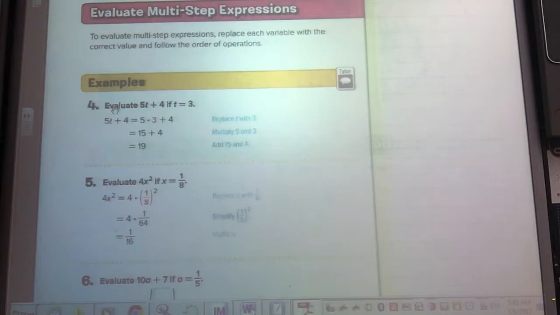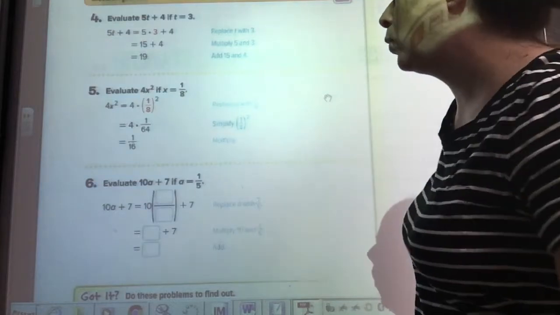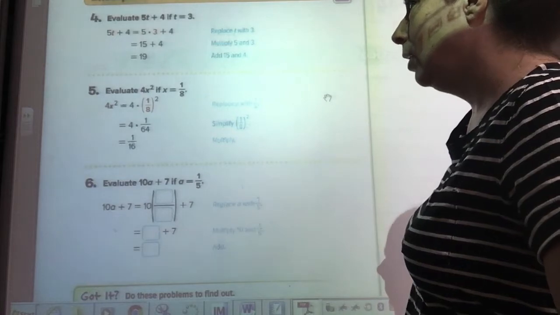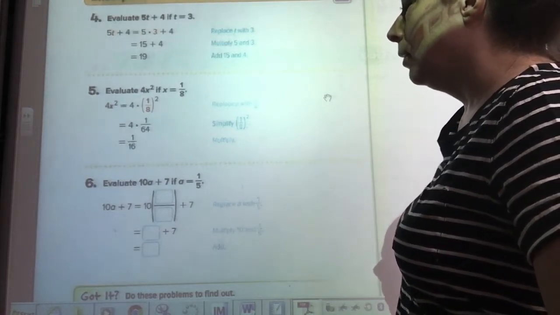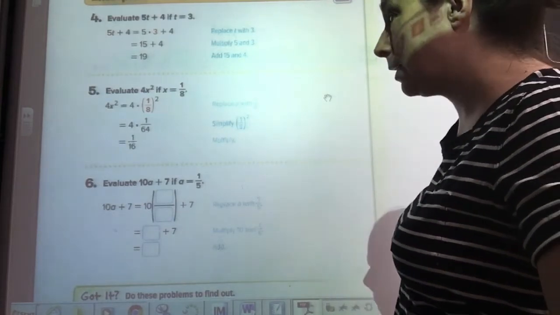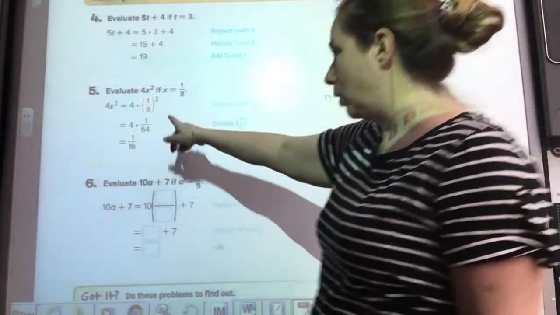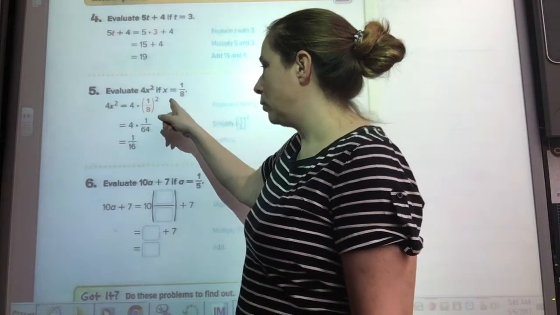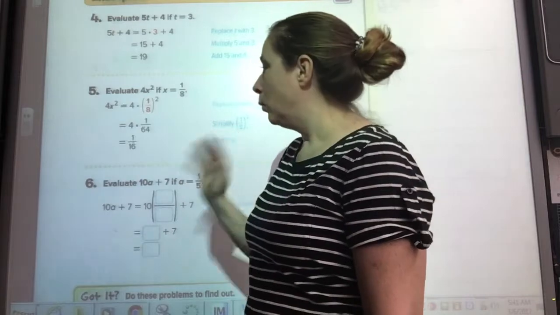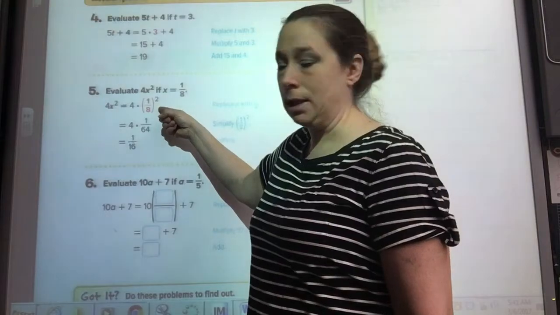They give us this other example down here, and they threw in a square. Evaluate 4 times x squared if x is 1/8. So remember, you have to do 4 times 1/8 squared, which we have to figure out the squared first. And remember, it's not 1/8 times 2, it's 1/8 times 1/8. And they did that for us. So 1 times 1 would be 1, and 8 times 8 would be 64. That's how they got 1/64. That little square tells you how many times to multiply that number by itself.